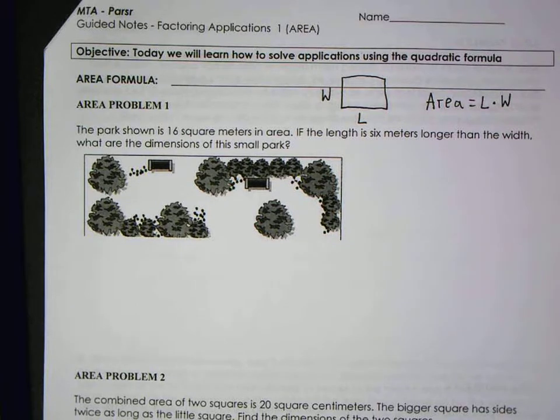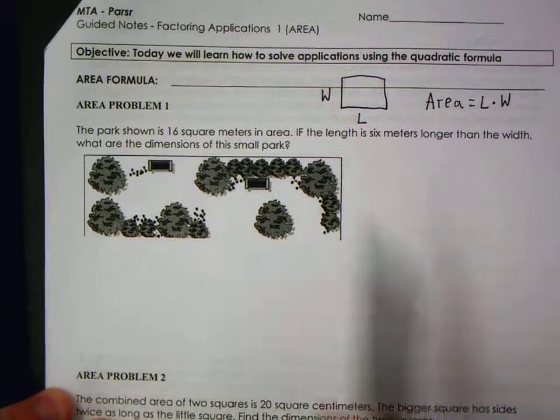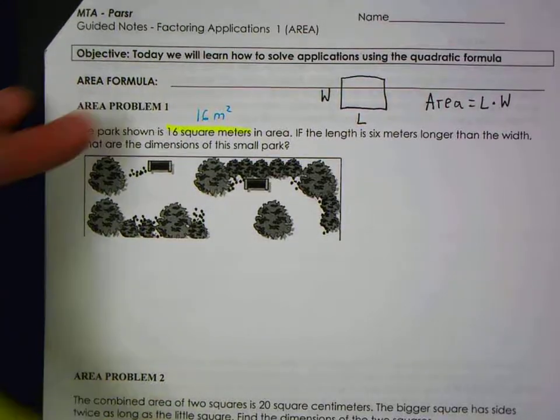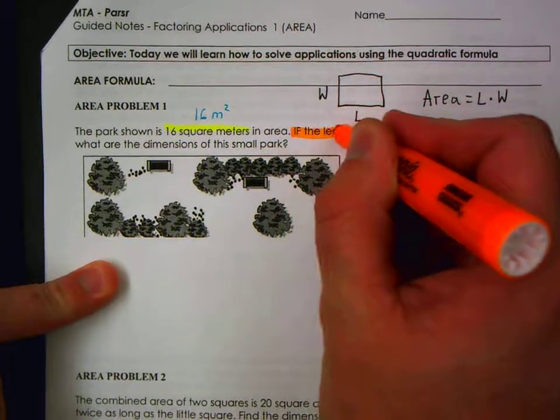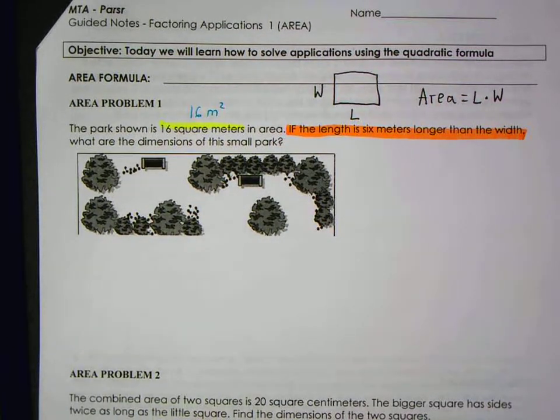So an example: the park shown is 16 square meters in area. Square meters means the area. If the length is 6 meters longer than the width, then what are the dimensions of this park?